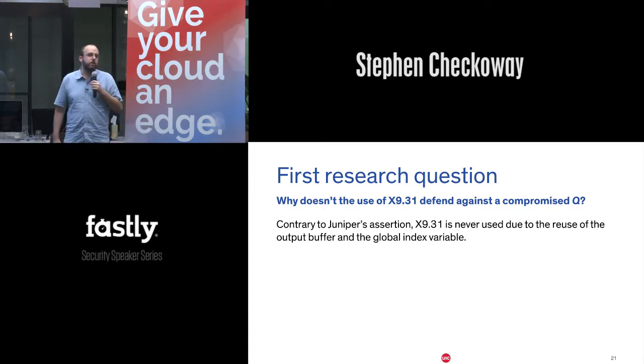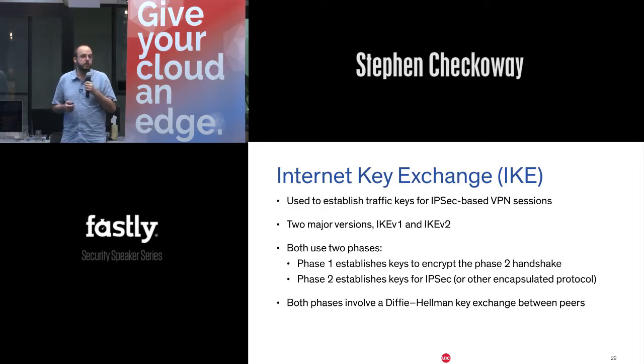So what about our second research question? How is it that a compromised Q leads to VPN decryption? And for that, we have to talk about the Internet Key Exchange, or IKE. So IKE is used for securing, or for agreeing on traffic keys for IPsec, which can be used for securing VPN connections. There are two major versions of IKE, IKE v1 and IKE v2.